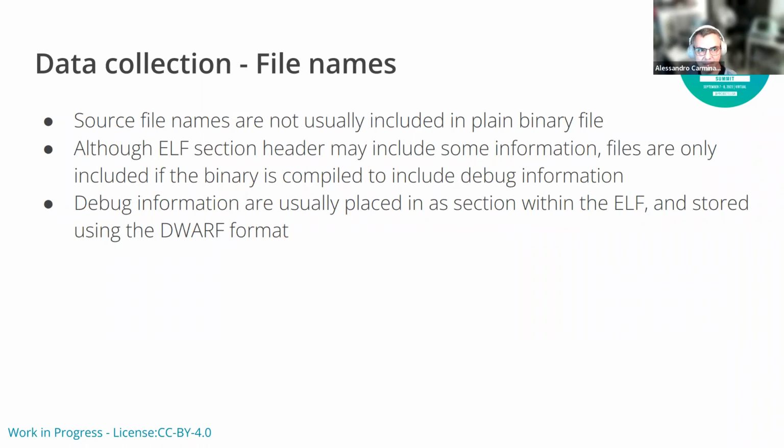Gathering file names. File names are essential for this work. They are needed to associate symbols to their subsystem. Binary images do not usually include the source file information unless the debug information option is enabled. When this option is enabled, source files are added as a DWARF additional section in the ELF header.